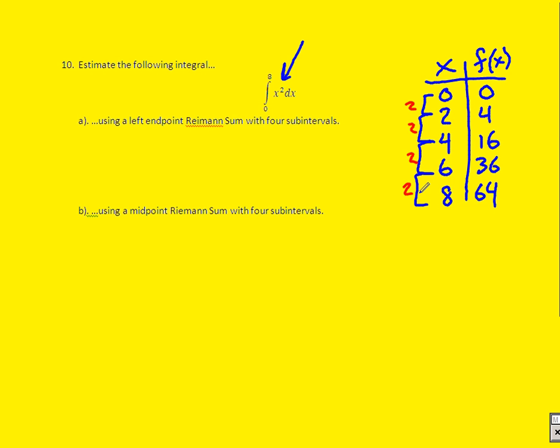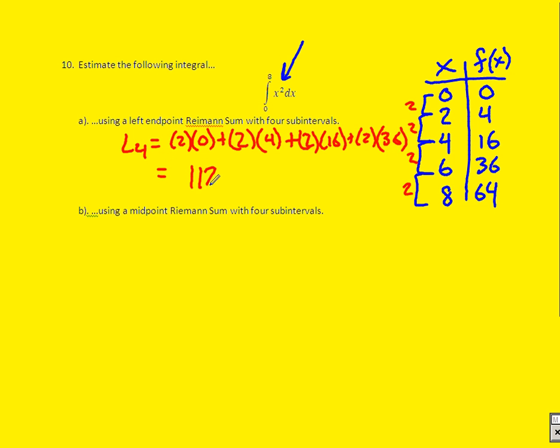So this left Riemann sum is going to be the width of 2 times the height. Left endpoint of this first one will be 0. Plus a width of 2 times the height of 4. Plus a width of 2, this box right here has a height of 16. The last one, width of 2, height of this number, 36. When I add all those up, this is where I should have gotten 112 as my estimate.